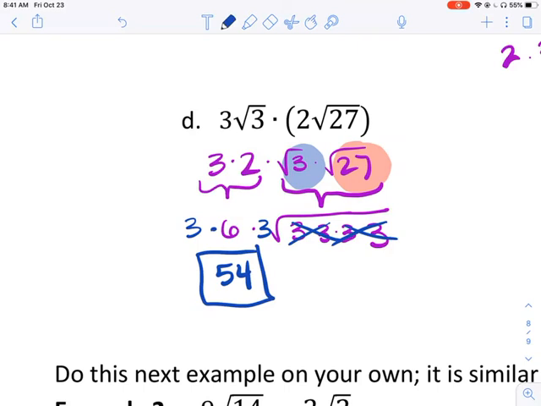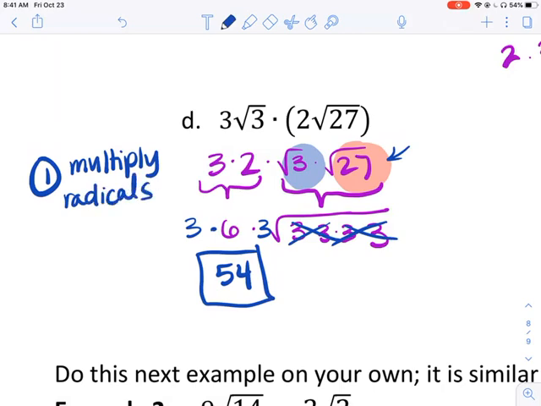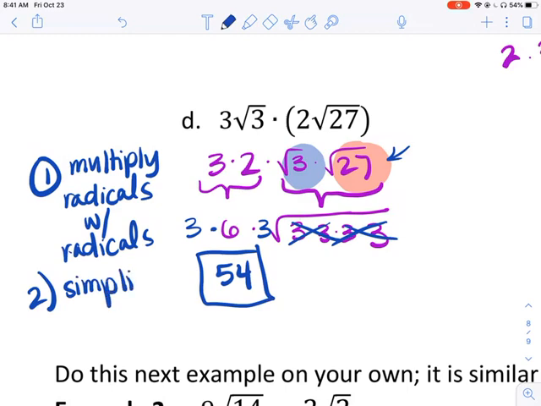Now, you could do this in a lot of different ways. You could simplify the square root of 27 first because you don't want to multiply as much, and you'd still get the same answer. The big points that you should remember: you should only multiply radicals with radicals and things that don't have radicals with things that don't have radicals. So that's the first thing you should remember. The other thing that you should remember is that at the end, it should be in simplest form. So simplify.